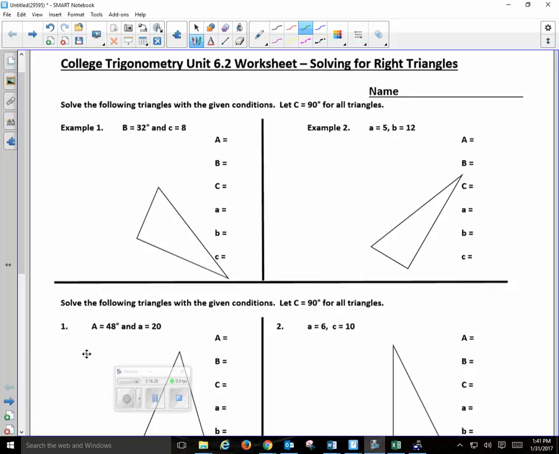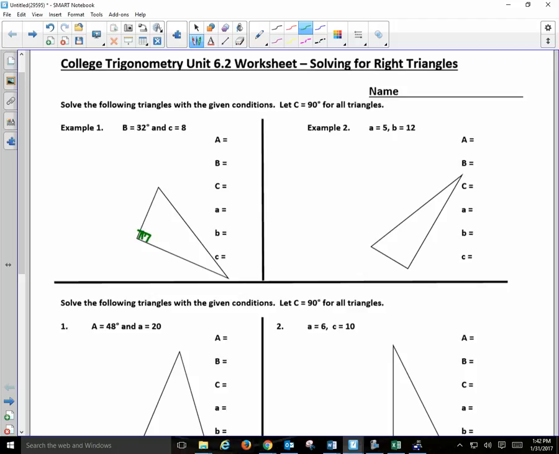All right, here we go. Solve the following triangles at given conditions. Let C equal 90 degrees for all triangles. You guys are going to be solving triangles today. I gave you kind of an overview of SOH CAH TOA. We're going to refine our skills and what we need to know for the test to this point right here.